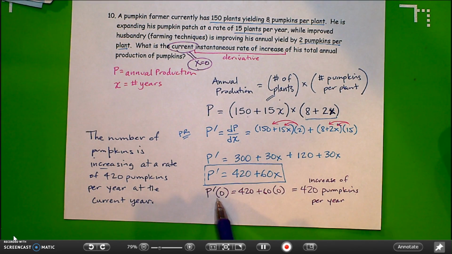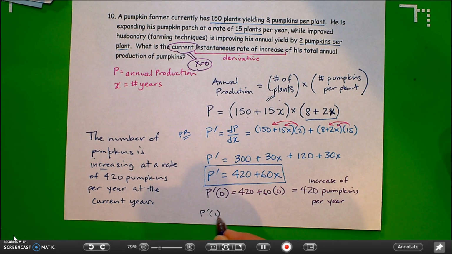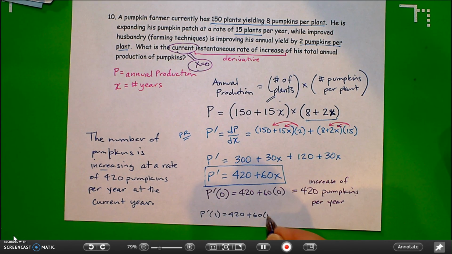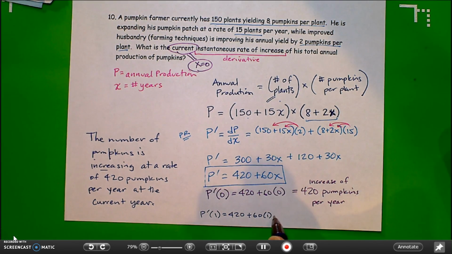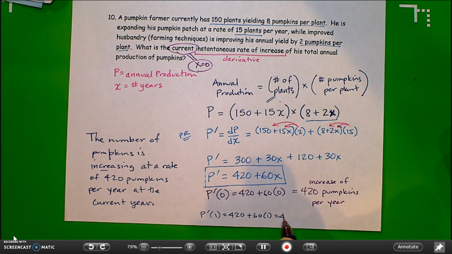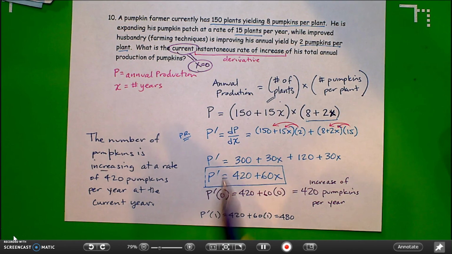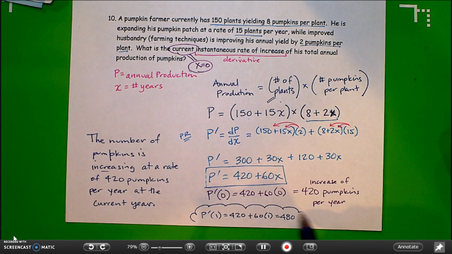If I had picked anything other than 0, let's just say I picked 1, just for fun. At the end of the first year, what's my rate of increase? It would be 420 plus 60 times 1, so 480. So I would say at the end of 1 year, the number of pumpkins is increasing at a rate of 480 pumpkins per year at the end of year 1. So it's just extra, no extra charge.